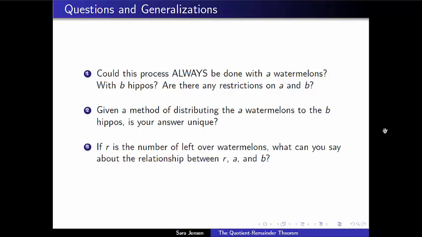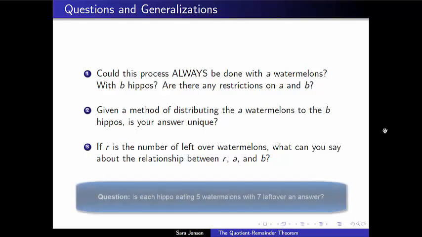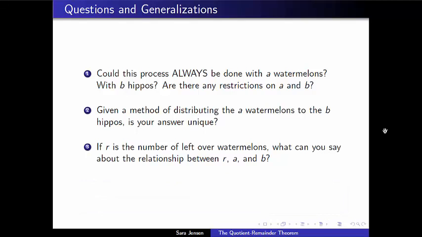And last but not least, there are some other quantities that are going on here other than just the watermelons, the number of watermelons, and the number of hippos. There was another thing that was of particular interest to us in this example, which I'm going to call R, which is the number of leftover watermelons. That's another value. And in fact, is there anything we can say about the relationship between the number of leftover watermelons and any of the other quantities that we have running around on this page? The A, the number of watermelons, or the B, the number of hippos. Is there anything you can come up with about what must be true about the number of leftover watermelons?